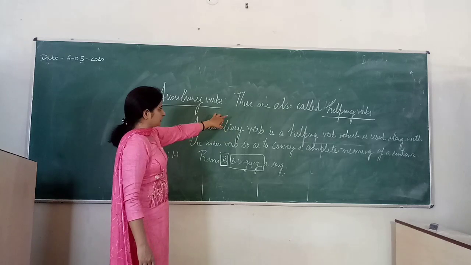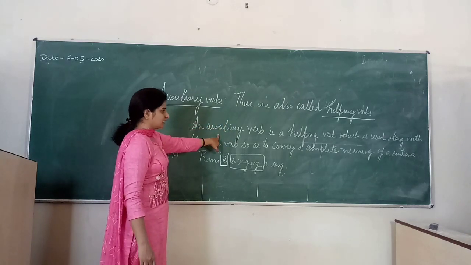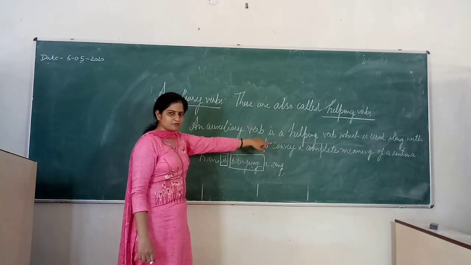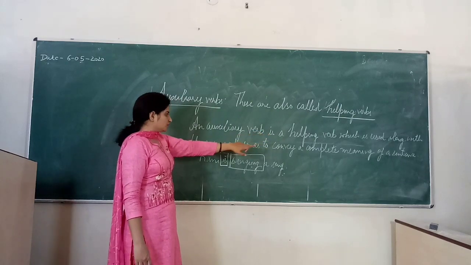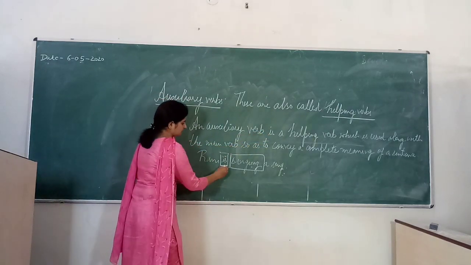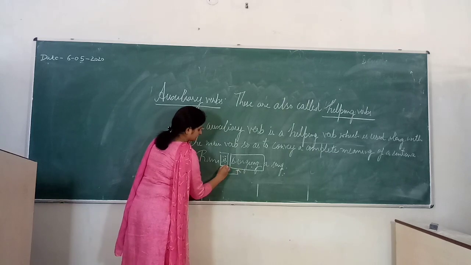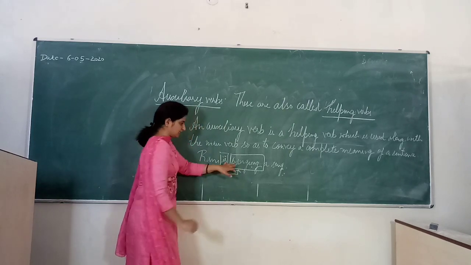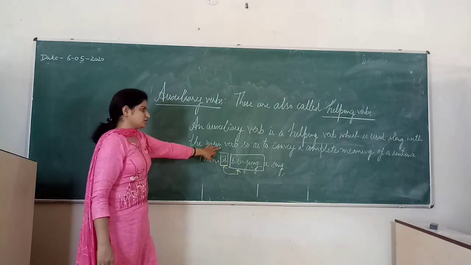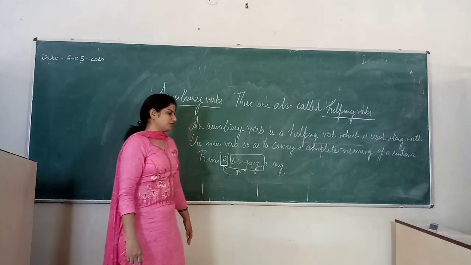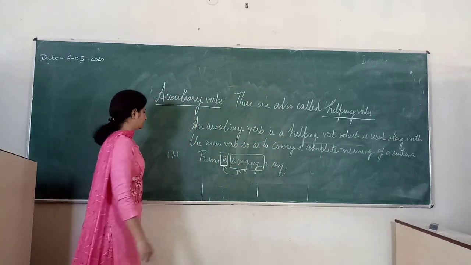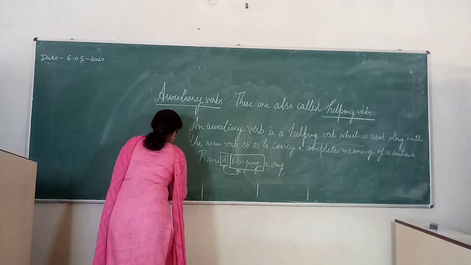Now, coming to the definition, that an auxiliary verb is a helping verb that is being used with the main verb. Is here is used with singing, okay, and so as to convey a complete meaning of a sentence. So we may see one more example regarding this.